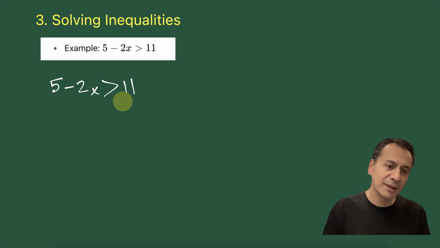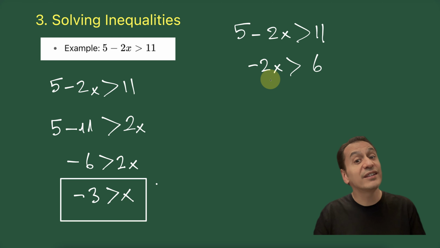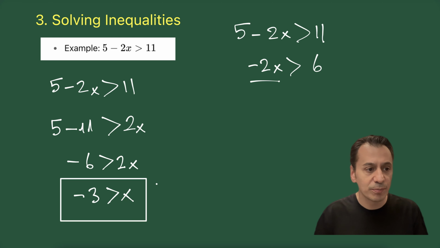Let's solve this inequality in a different way. 5 minus 2x greater than 11. So let's pass this 5 to the other side of the inequality as minus 5. And now let's divide both parts by minus 2 in order to get rid of this. So I divide both parts by minus 2. Now pay close attention to this one. So this will cancel out. It will be x, and this will be minus 3. But remember, minus 3 is greater than x. That means x is less than minus 3, right?